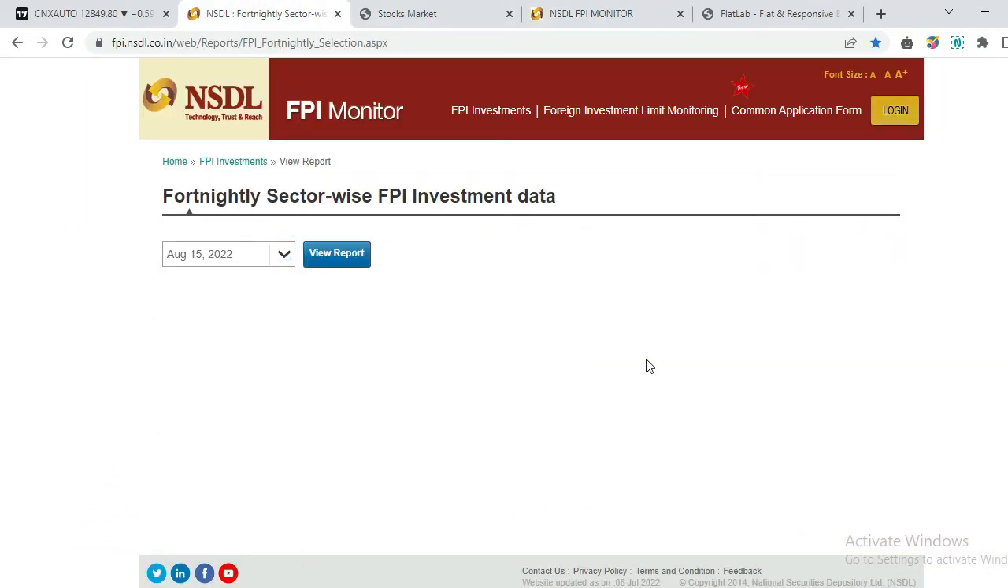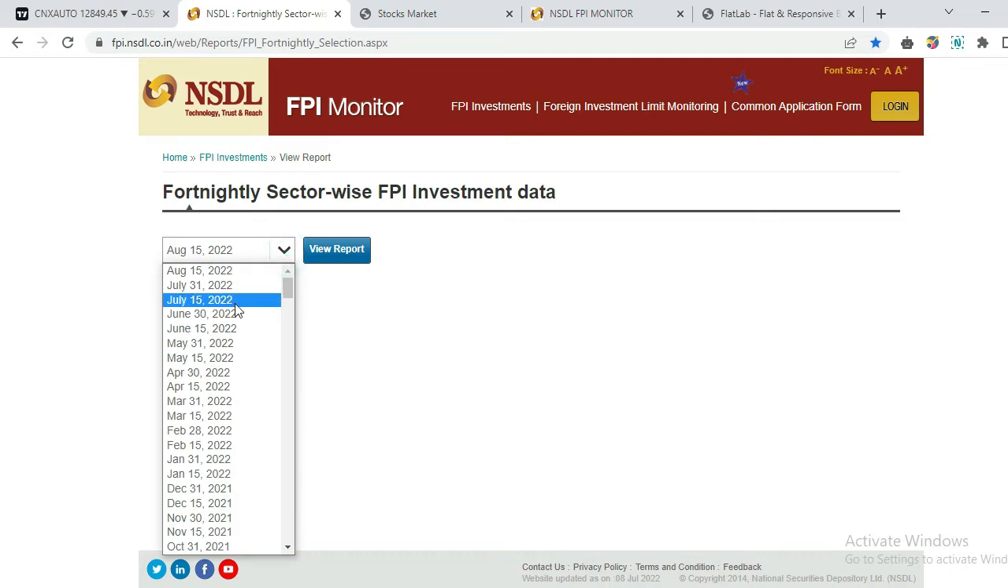This data is given every fortnight, or every 15 days, by the NSDL website. You can see the last data was given on August 15, 2022, and this data is given almost every 15 days.